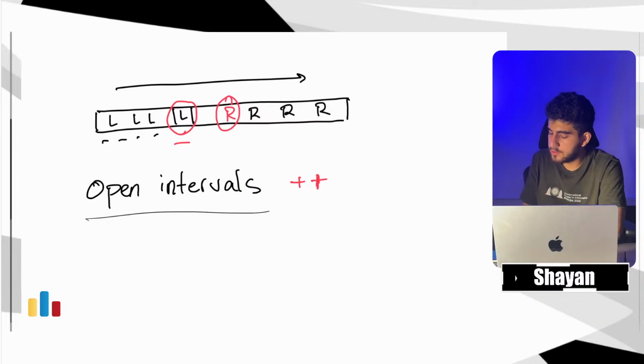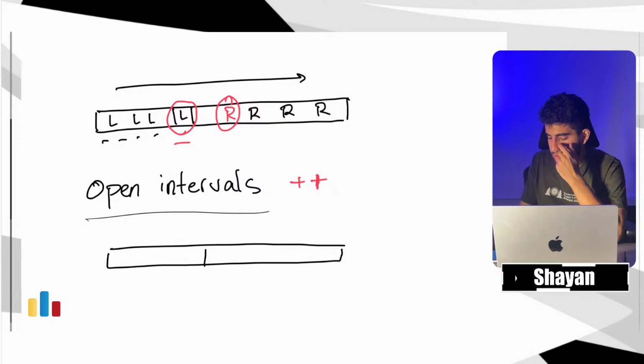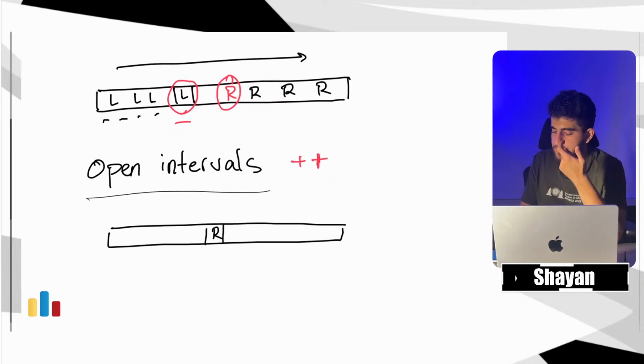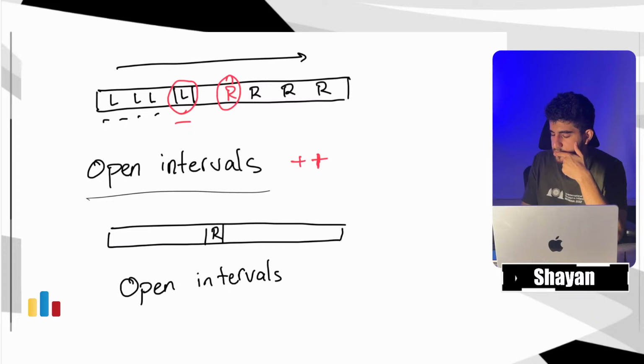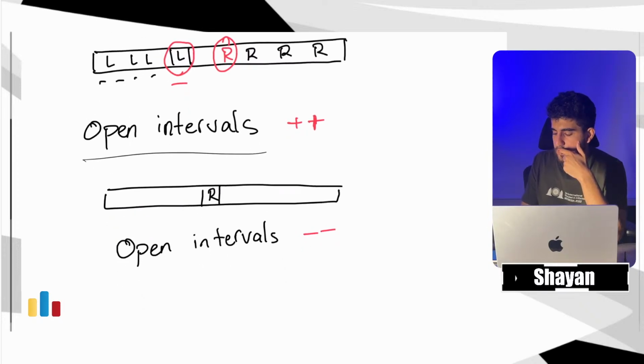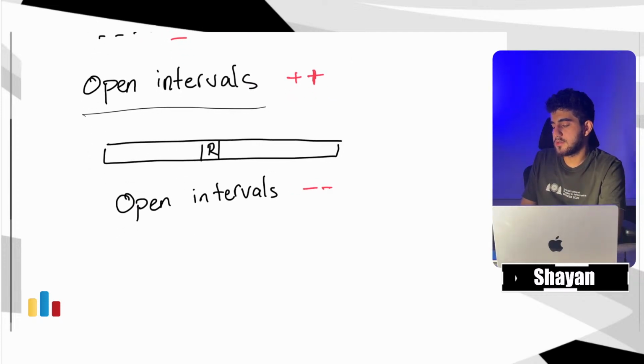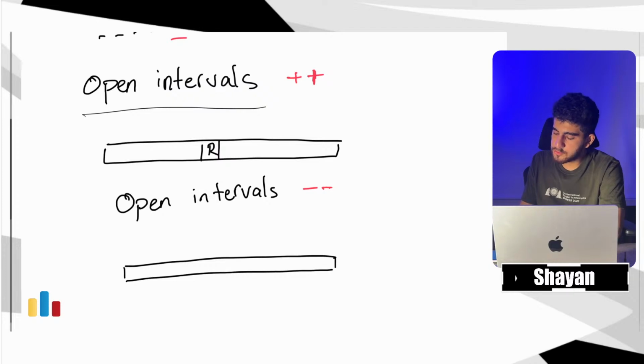And also, whenever I reach some R, I know that one of these open intervals that I had previously, I can close one of them. So I can just say that the value of open intervals will be subtracted by 1, because I can close one of those open intervals. And this way, each time when I'm at some point, I know how many open intervals I have at this point. I know how many intervals are open at that time.